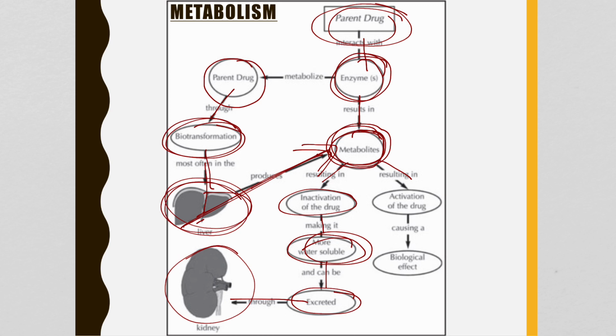The other thing that can happen is those metabolites, right, are active. They travel to the site of action and they have a biological effect, right? These can happen at the same time. I want to make that clear. These enzymes get broken down. This results in metabolites. Either those become inactive, they become more water soluble, they get excreted, right? They can also become activated, delivered to the site of action, and create a biological effect. These two things can happen at the same time.